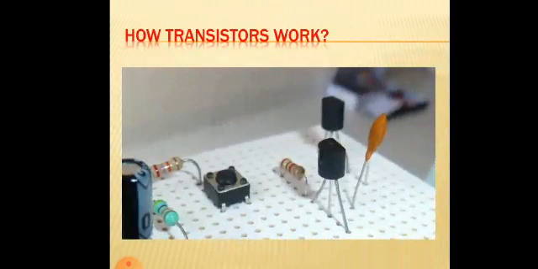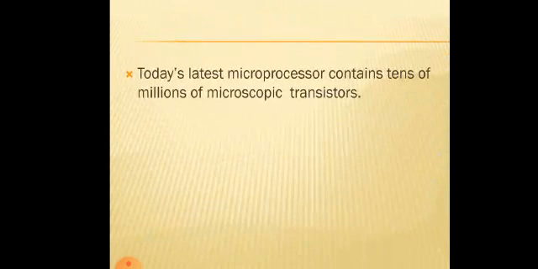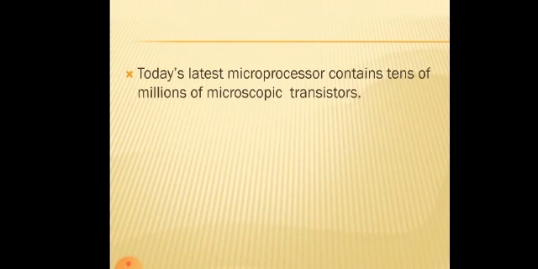Let us see how a transistor works. Have you ever seen a transistor? Yes, this transistor is used in all the devices. Even in our radio, you can see this transistor. The transistor is an important device which is used in almost all electronic devices. Today's latest microprocessors contain tens of millions of microscopic transistors. Even in our electronic circuits, we are using transistors.